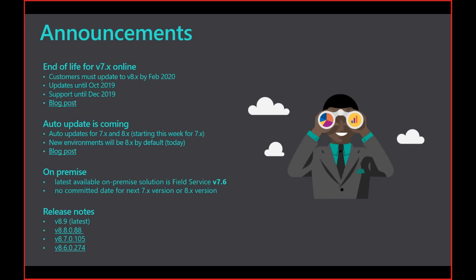Also on the bottom here, we have links to all the latest release notes for Field Service. Over the course of the Spring 2019 wave, we've gone from Field Service version 8.6 to the latest one, which is 8.9. You'll see links here to the specific blog posts that'll go over each enhancement and any bug fixes that occurred with those. A little bit later, Jason will be giving more details on each of these announcements.